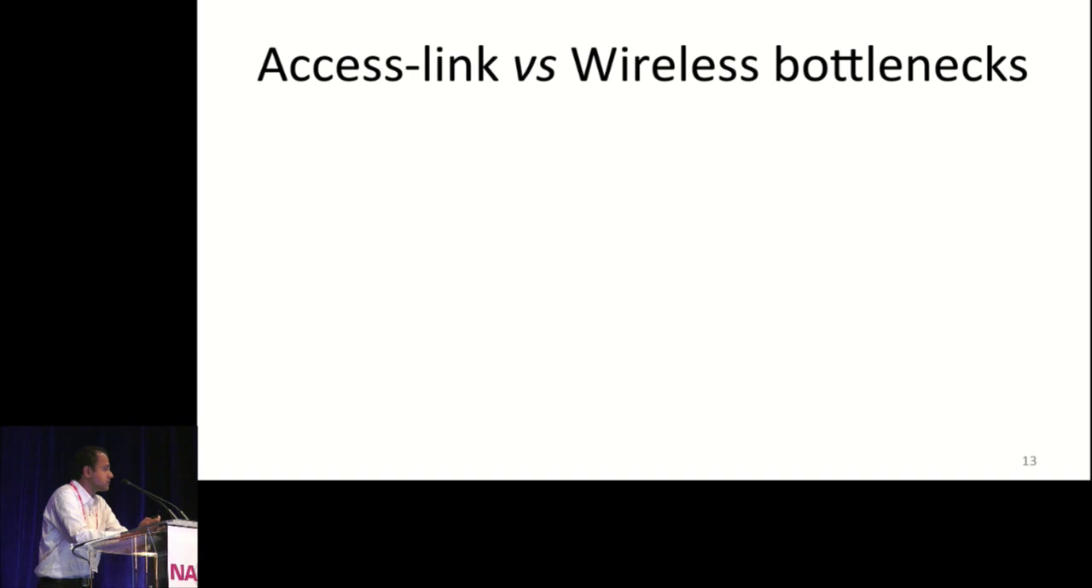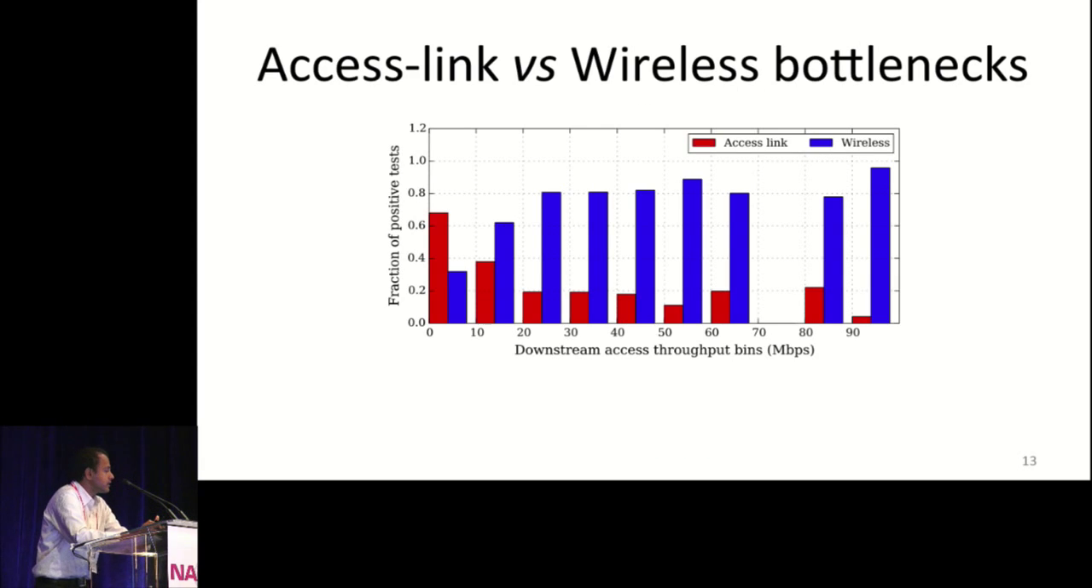So if you split them out, then we start seeing more interesting results. This graph shows that when we detect a throughput bottleneck, we check to see whether it's an access link or a wireless bottleneck. And we see here that when users have throughput less than 10 megabits per second, access link bottlenecks dominate about 70-30 in terms of percentages. That's not super surprising. You'd expect that when throughput is less, they're more likely to be bottlenecked by their access link rather than the wireless link.